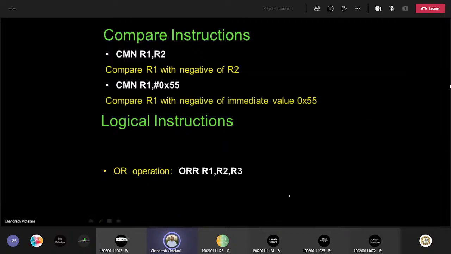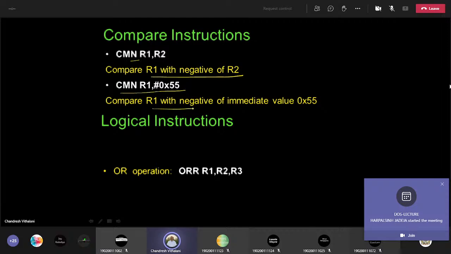In the comparison instruction, you can also add N. So when you add the N here, it will compare R1 with the negative of R2. Similarly, CMN R1, 0x55 will compare R1 with the negative of the immediate value 55. So that type of comparison is also possible. So it is comparison along with the NOT gate.